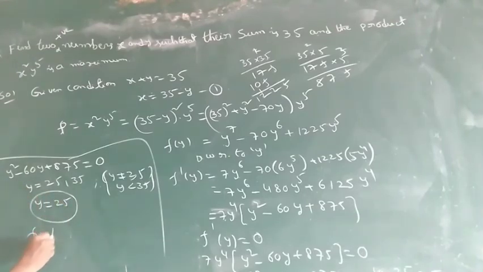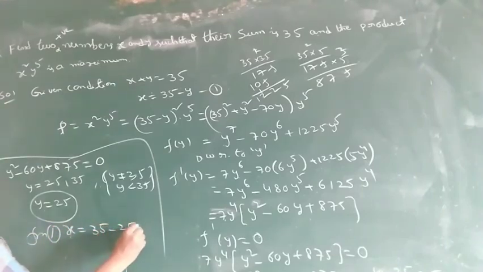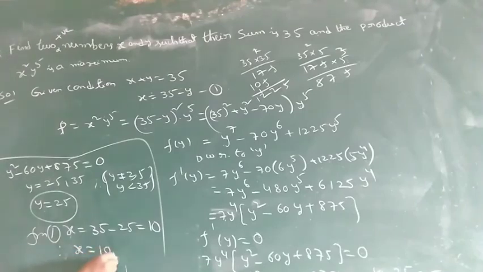From the first equation, y is equal to 25 means x is equal to 35 minus 25, which is 10. Therefore x is equal to 10, y is equal to 25.